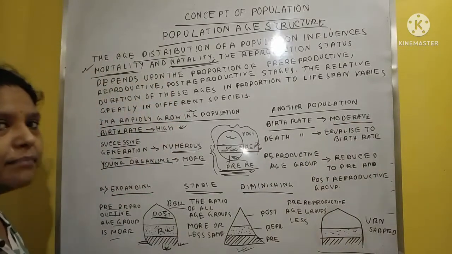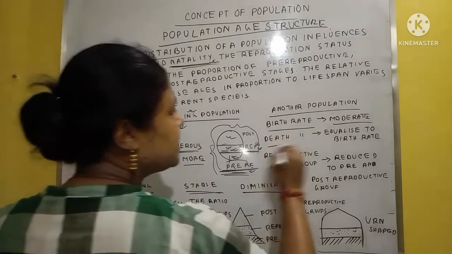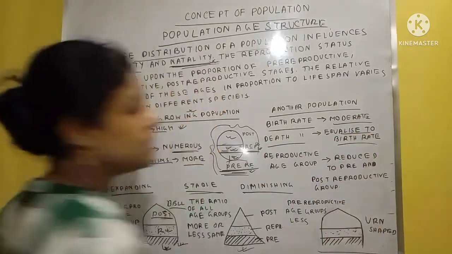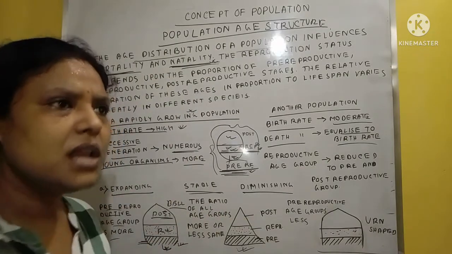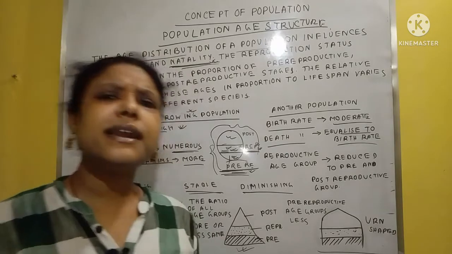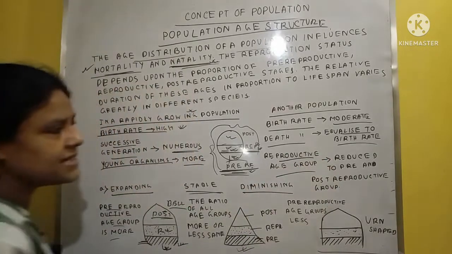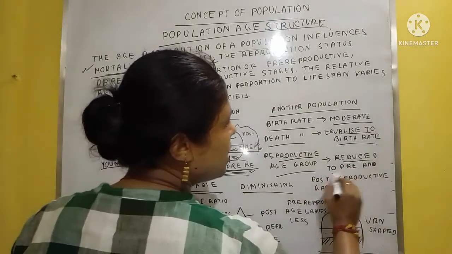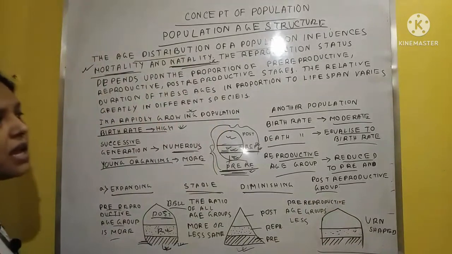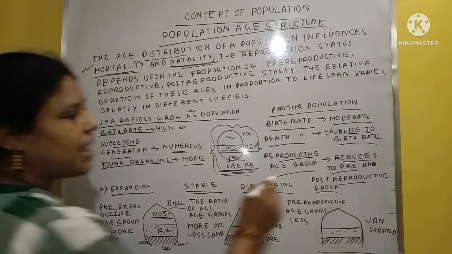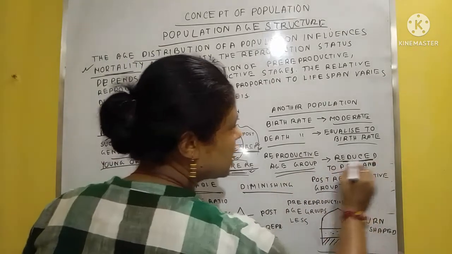Another population you can see is when the birth rate is moderate. Okay, not high, the birth rate or natality rate is moderate, and the death rate is more or less equal to the birth rate, not fully equal but more or less equal. And the reproductive age group in that situation is reduced relative to the pre- and post-reproductive groups. What happened to the reproductive age group? That is reduced.